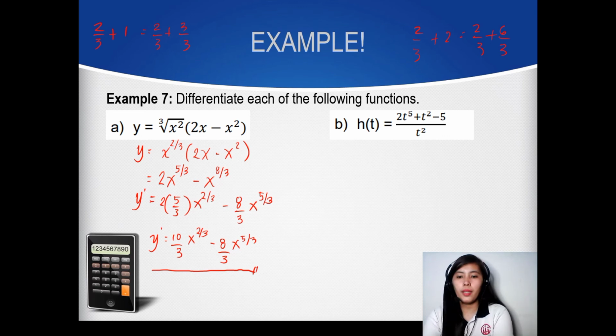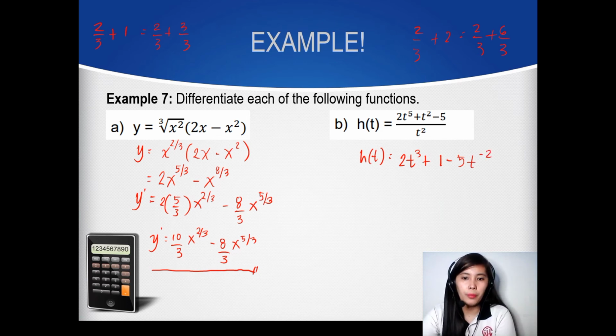Now for letter B, we have h of t is equal to 2t raised to 5 plus t squared minus 5, all over t squared. So we can first simplify this one. So divide the numerator by t squared. So 2t raised to 3, because 5 minus 2 is 3. Then t squared divided by t squared is 1. Then 5 divided by t squared, that is 5t raised to negative 2.